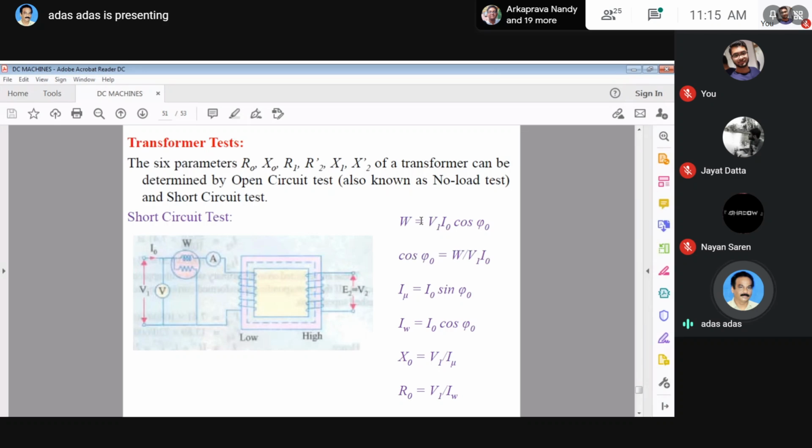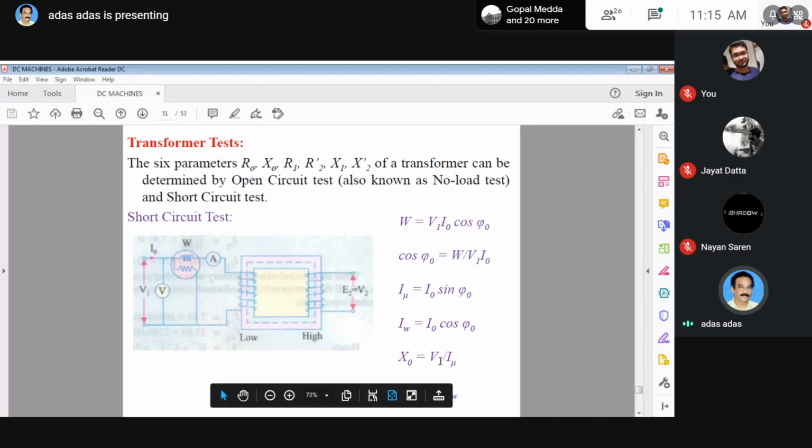You know I0, so I mu equals I0 sin phi 0, and I omega equals I0 cos phi 0. So the two components of the exciting current can be found, I mu and I omega. X0 equals V1 by I mu, R0 equals V1 by I omega. Here you consider E1 very nearly equal to V1. That's why we can write this. These are approximations, very near to the manufacturing data.